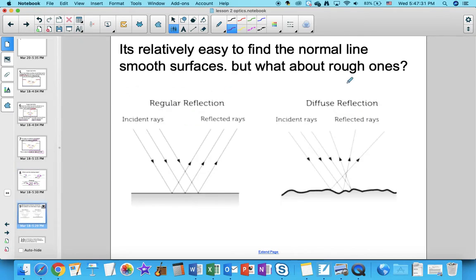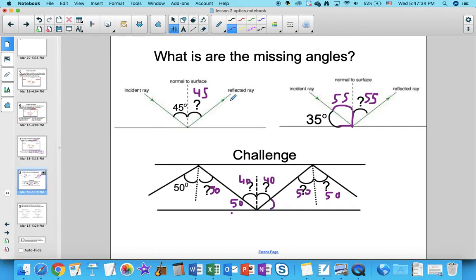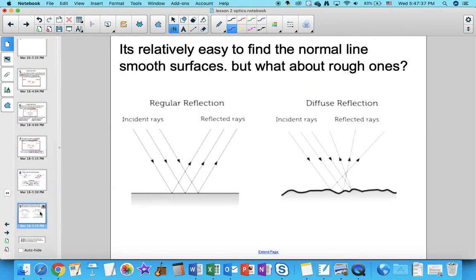It's relatively easy to find normal lines on smooth surfaces, right? When rays are bouncing off of smooth surfaces, they make nice, neat angles. But what about rough ones? When we look at a regular reflection, it goes down, up, in the same way every time, and they all look the same. But when we're looking at this picture, we see lines doing this, lines doing that, and lines doing this. And they're bouncing all in different directions. How do we find the normal and the angle of reflection on rough surfaces or ray diagrams that are reflecting off of rough surfaces?